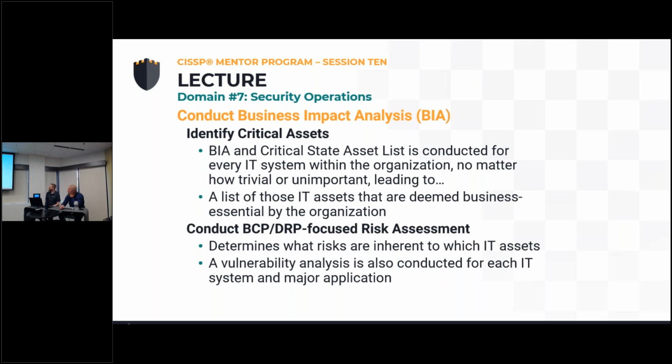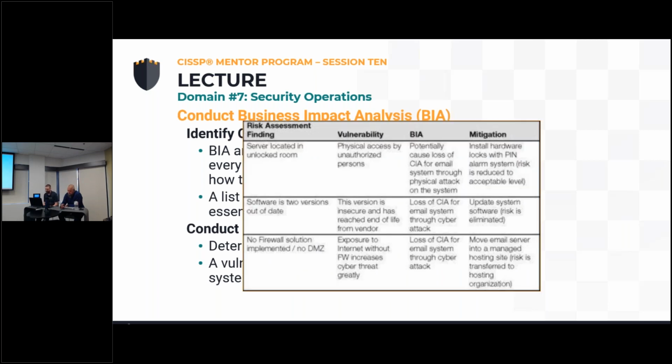You do your BIA, critical state asset list, every IT system within the organization. You have to do it for everything. And then once you have that full list, that's when you go back and the business can deem critical, not critical. But if we don't have a full list of assets, we can't do a full business impact analysis. And then do the risk assessment, so likelihood and severity and all those things.